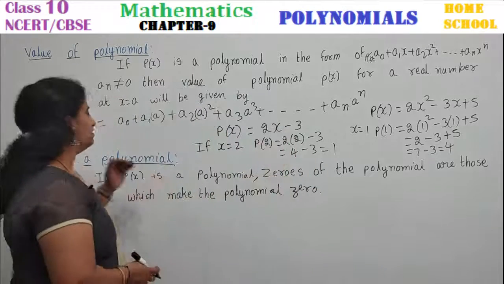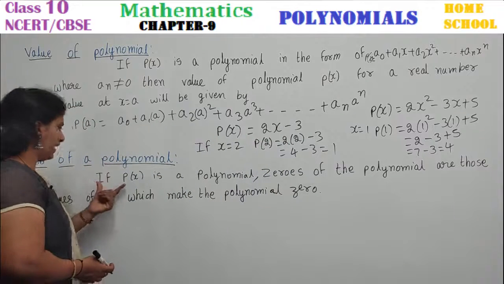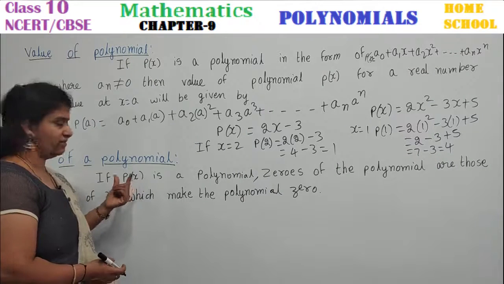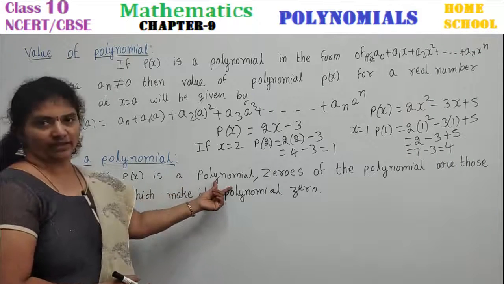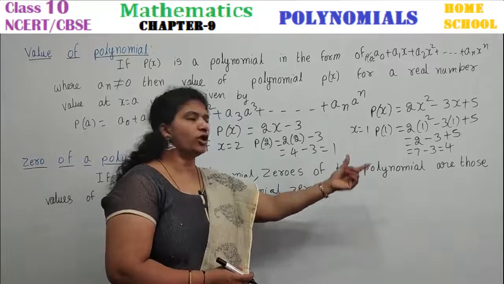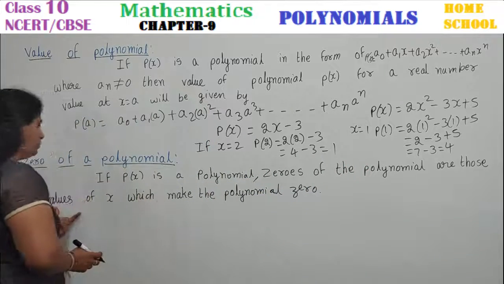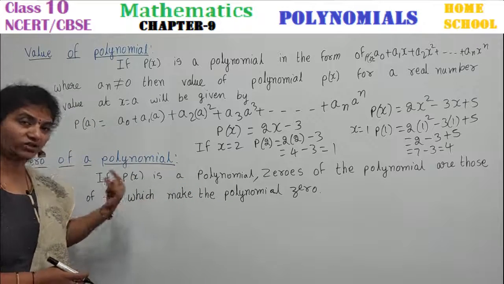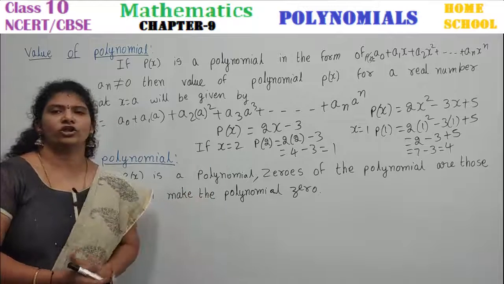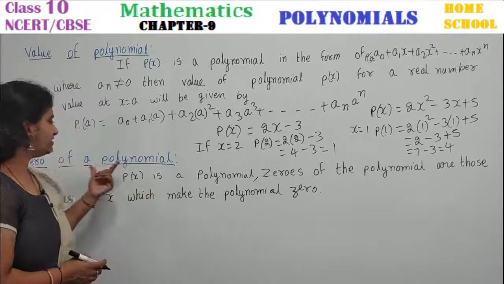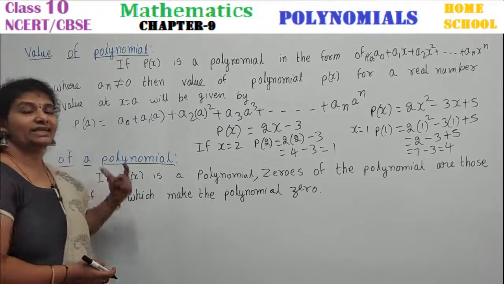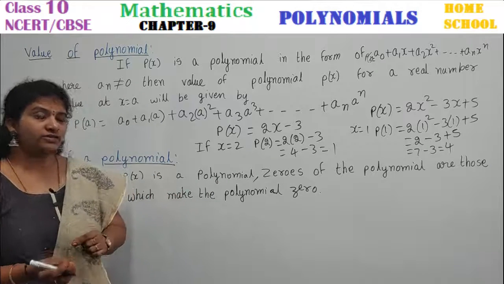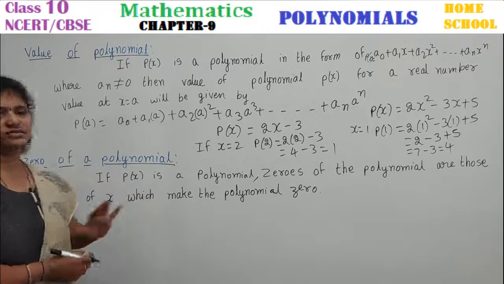Now let's see the zero of a polynomial. If P of x, how to read this? P of x is a polynomial. Zeros of the polynomial are those values of x. What are zeros? Those are the values of x which make the polynomial 0. What is the zero of a polynomial, children? Zeros of the polynomial are those which make the polynomial 0.